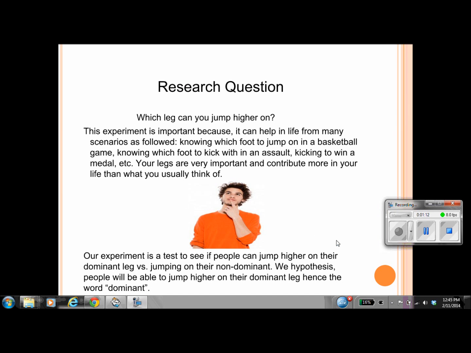So this was our research question, as Aji said before: which leg can you jump higher on? We decided that this experiment can be important because it can help you in life in many ways. One of which can be in a basketball game. If you know which leg to jump off of, it helps a lot. Or if you're in an assault, you know which foot to kick with because your dominant leg will definitely be powerful and have more speed in it. And our experiment is just a test to see if people can jump higher on their dominant leg versus jumping on their non-dominant. We hypothesize from this that yes, indeed, you can jump higher from your dominant leg.